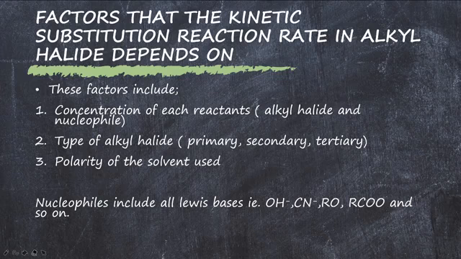Now, the second factor is the type of alkyl halide. There are three different types of alkyl halide depending on the structure. We all know the primary alkyl halide, that is when only one carbon group is attached to the alpha carbon. That's the primary carbon, the alpha carbon. Now the secondary alkyl halide, when two carbon groups are attached to the alpha carbon. Let me just call the carbon groups alkyl groups. When two alkyl groups are attached to the alpha carbon, it is secondary, and tertiary when three alkyl groups are attached to the alpha carbon.